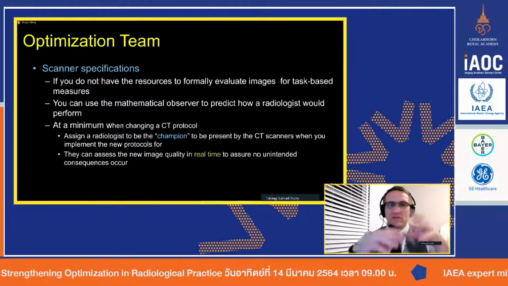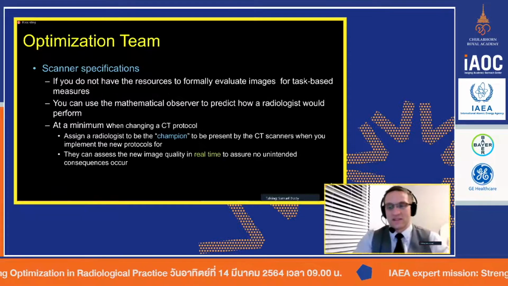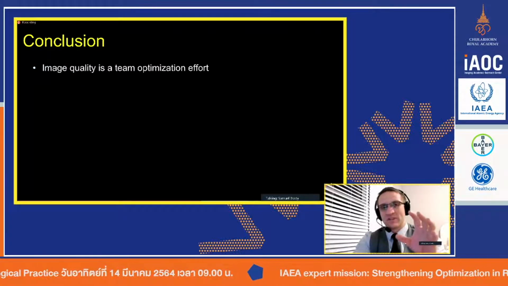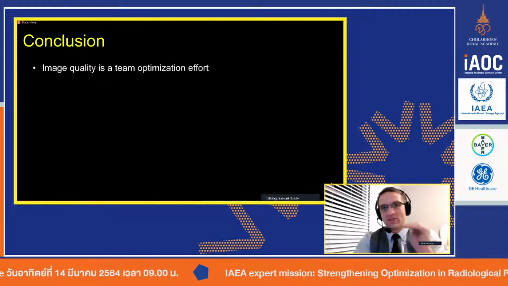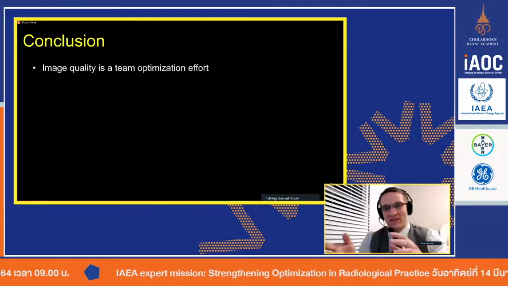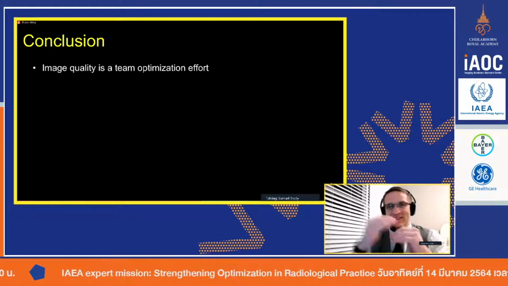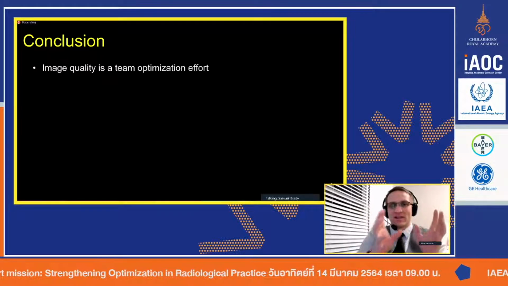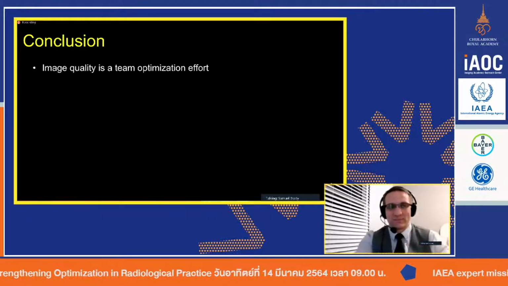So this is the minimum that should happen. Obviously, the best is if you can do these big fancy statistical tests, but at the minimum, when you make those optimization changes, have someone there to make sure that when you changed a different reconstruction kernel or you changed the slice thickness, you changed something, that you didn't cause a negative effect.